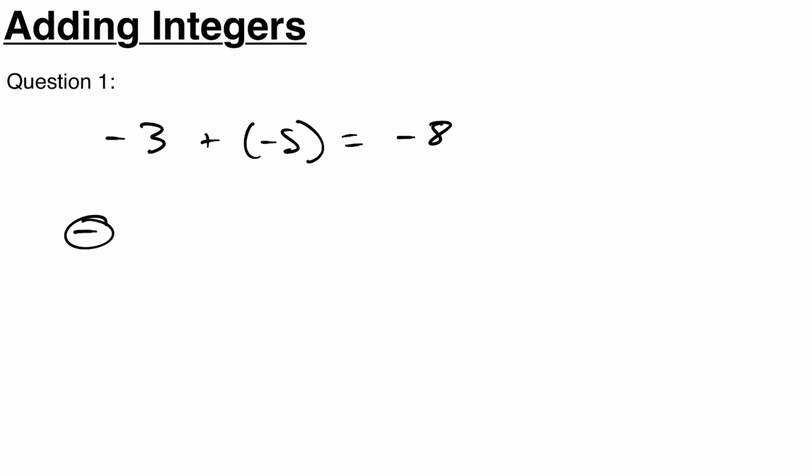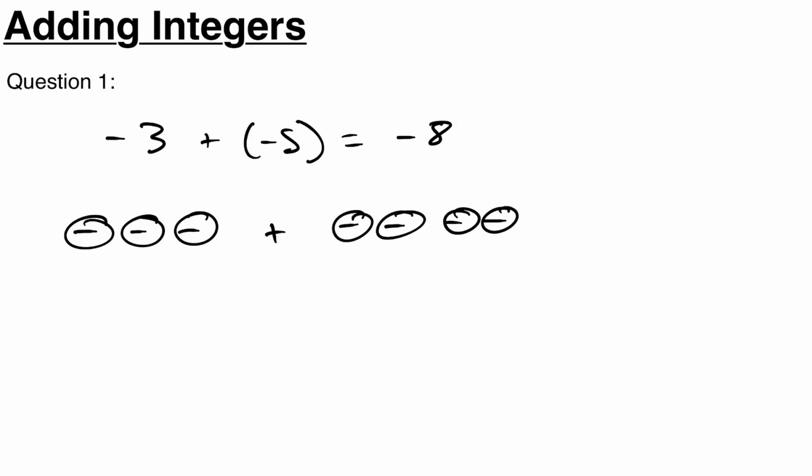If I had 3 negative chips to begin with, and then I added to that 5 negative chips, how many negative chips would I have? Well, we can count it. 1, 2, 3, 4, 5, 6, 7, and 8. We'd be left with 8 negative chips. And so that's why our final answer here is -8.